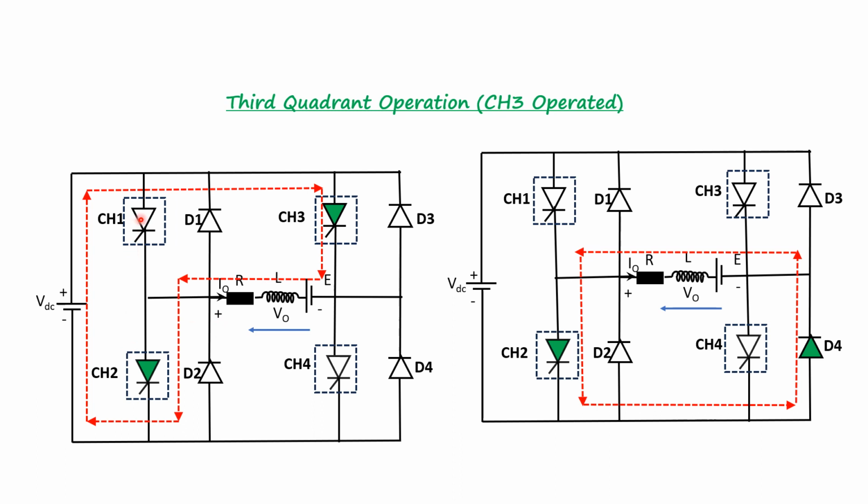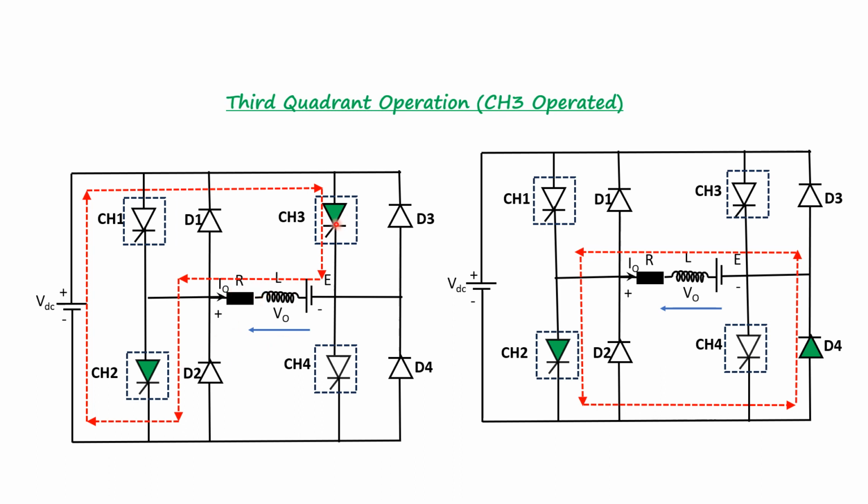In the third quadrant operation, chopper 1 is kept off, chopper 2 is kept on and chopper 3 is operated. When chopper 3 is operated, the load gets connected to the source. So the output voltage V0 is equal to the source voltage VDC. The V0 is assumed to be negative. Let us see the status of the load current I0. It may be seen that I0 is flowing in the direction opposite to that shown in the circuit diagram, and hence I0 is also negative.